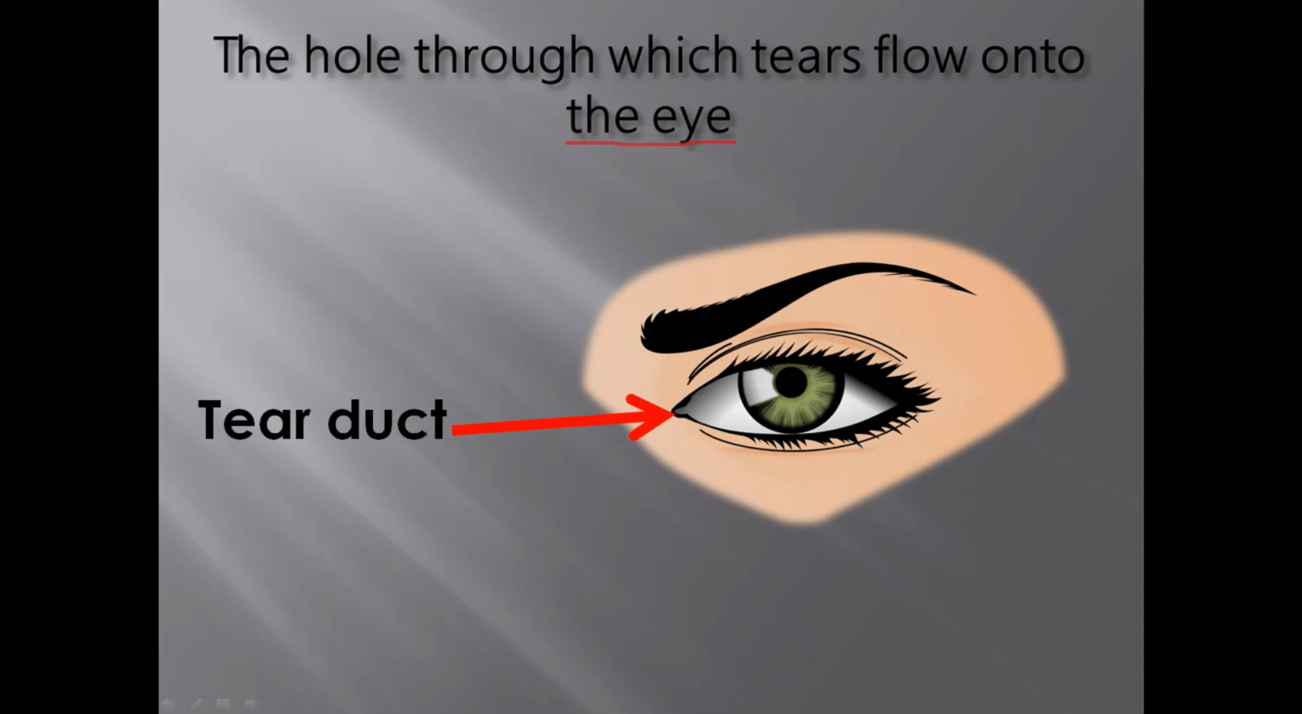As the arrow shows you here, that's the tear duct. Anytime you have tears, maybe from crying, you hurt yourself, or you smelled onions, your eyes will water up and tear, and it comes from this tear duct here.